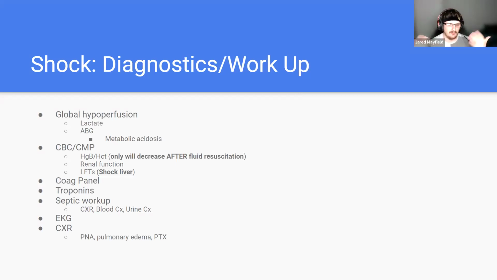EKG to assess any arrhythmia or any type of moderate ischemia that might be going on. And of course, chest X-ray here is specifically looking for anything like a pneumonia, pulmonary edema, or a pneumothorax.